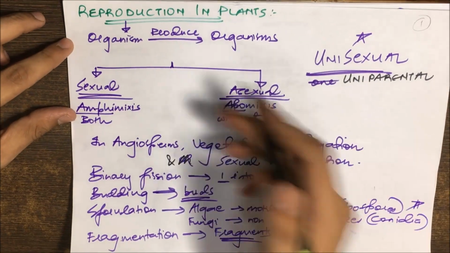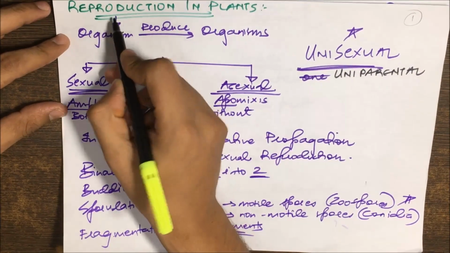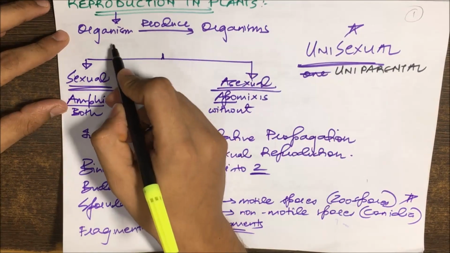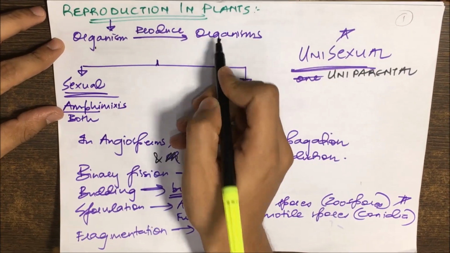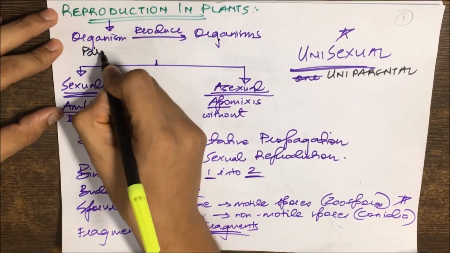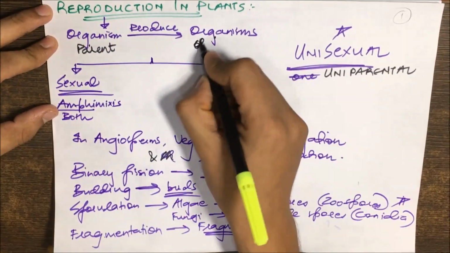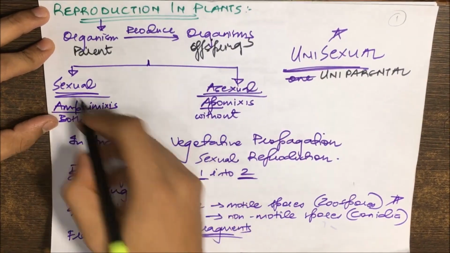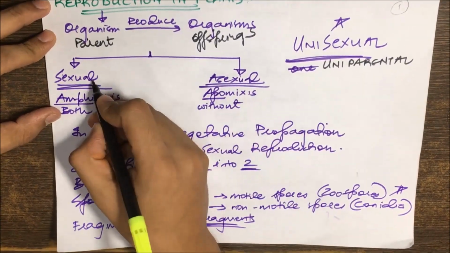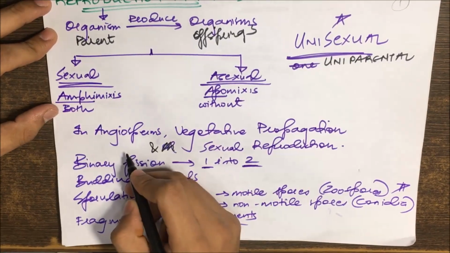Starting with a new chapter, which is reproduction in plants. What is reproduction? Reproduction is the process by which one organism can produce other organisms of its type, where the parent can produce offsprings of its type. Reproduction can basically occur by two methods, which is asexual reproduction and sexual reproduction.